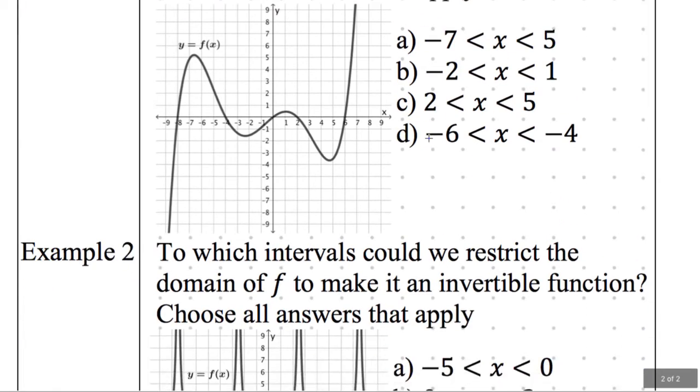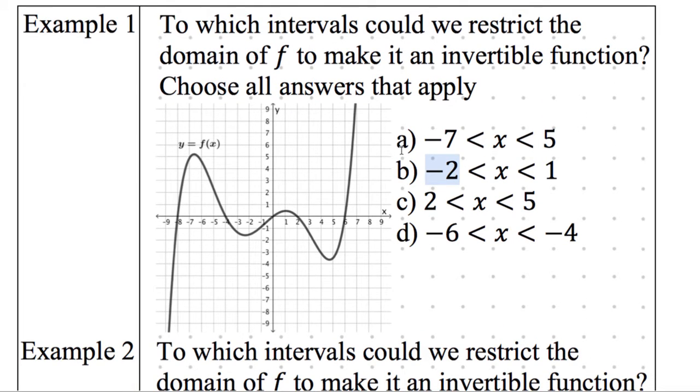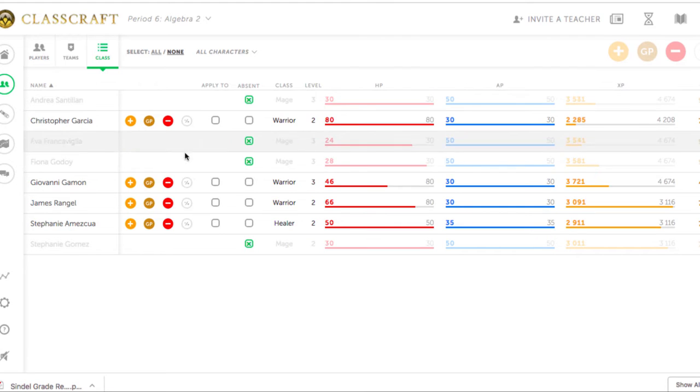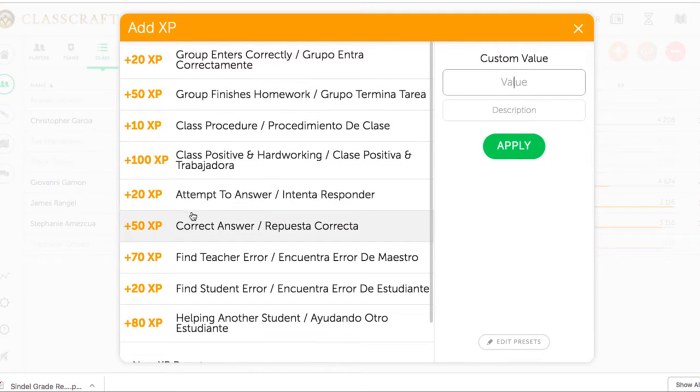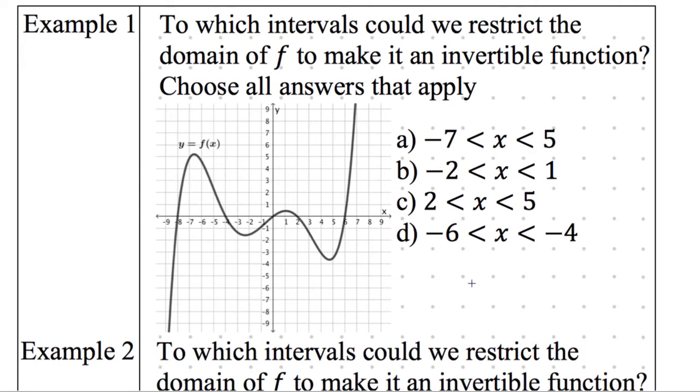All right, so let's look at an example. This is modified from Khan Academy, so it's very similar to what you'll see on Khan Academy. Can I get a reader to read example 1? Free XP here. Go for it, James. To which intervals could we restrict the domain of f to make it an invertible function? Choose all answers that apply.